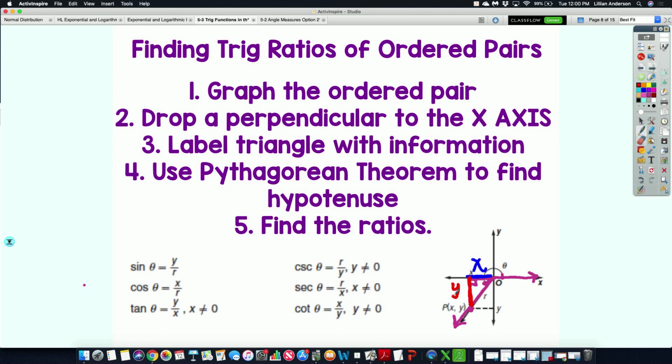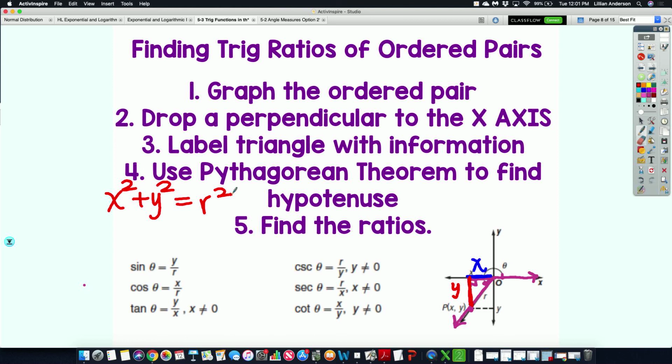Then step 4, you want to use the Pythagorean Theorem to find the hypotenuse. That's going to be the only information that you do not have. Okay? The formula to find the hypotenuse, of course, Pythagorean Theorem is what? A squared plus b squared equals c squared. In this particular case, it's technically x squared, which is one of your legs, plus y squared, which is the other leg, equals r squared. Okay, because r represents the hypotenuse, it basically represents the terminal side.